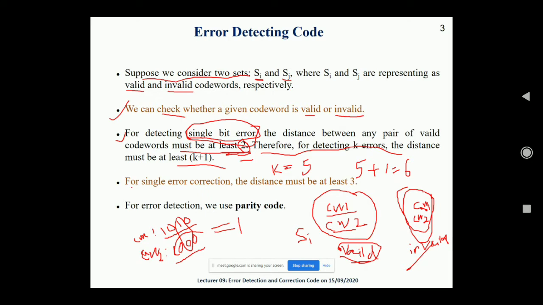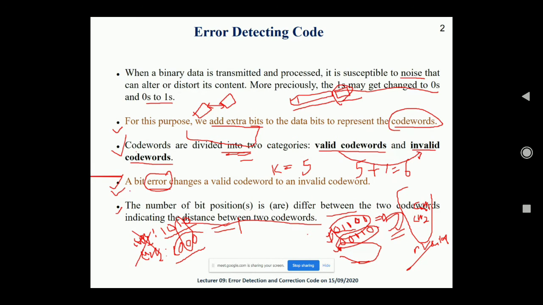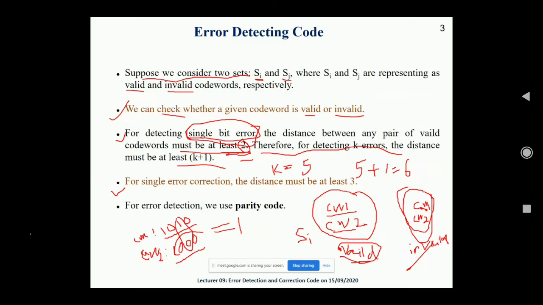Now, the first point, second point and third point we have already discussed. Now the third point is also very important. What is the third point? A bit error changes a valid code word. No, this one is not. Okay, this one is correct. For single error correction, the distance must be at least 3.